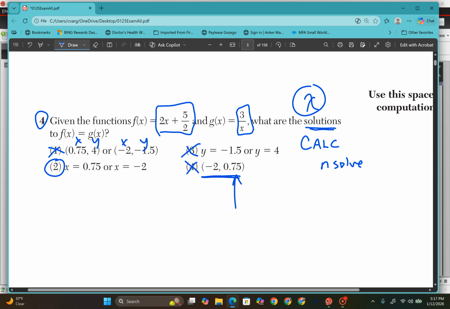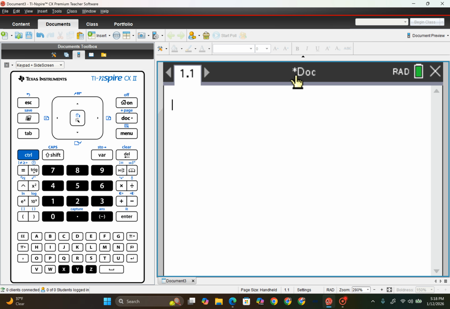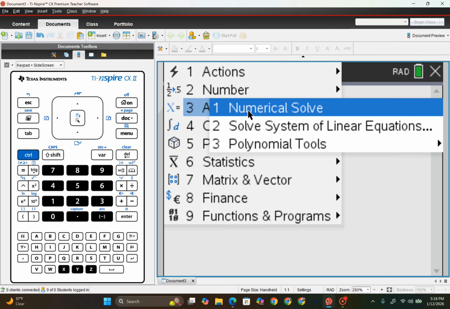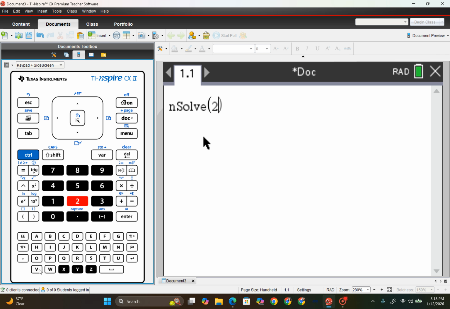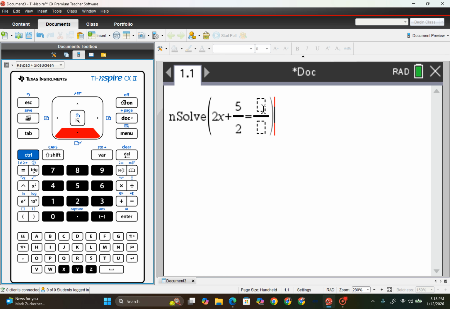So what you're going to do is you're going to go to your calculator and you're going to do menu, or you could just type this in, but menu, option number 1 is numerical solve, and you're going to type in the function. So 2x, right, plus 5 over 2, so control division, 5 over 2, and then you're going to put the equal sign, and then the other one is going to be control division, and we're going to put 3 over x. Cool. And then after that, you remember you have to follow it with a comma and an x, to tell it which variable you're looking for.